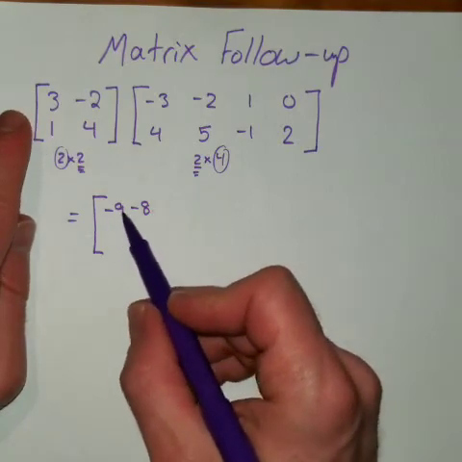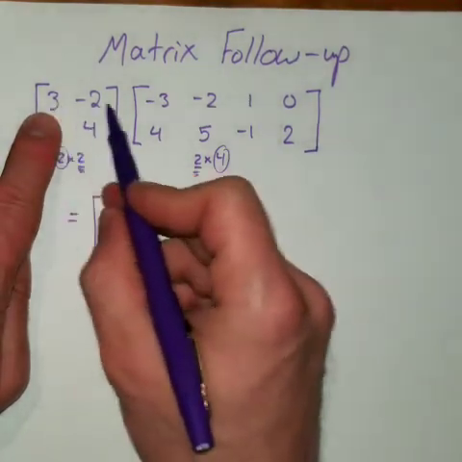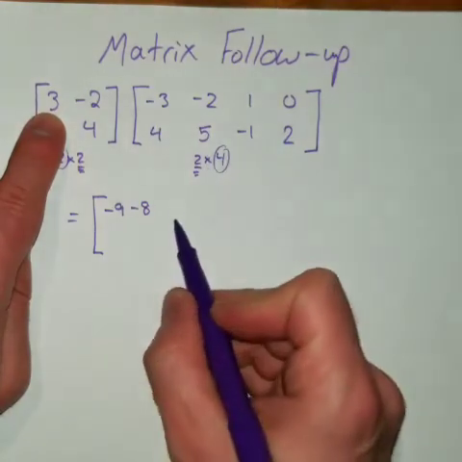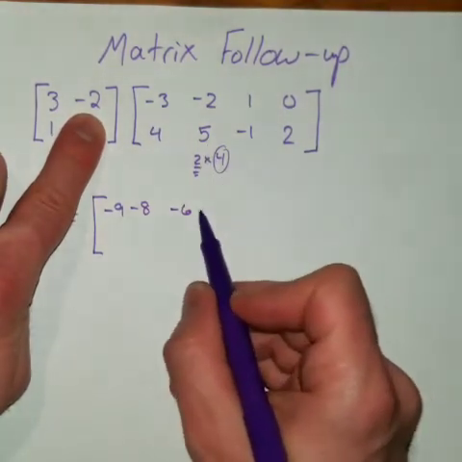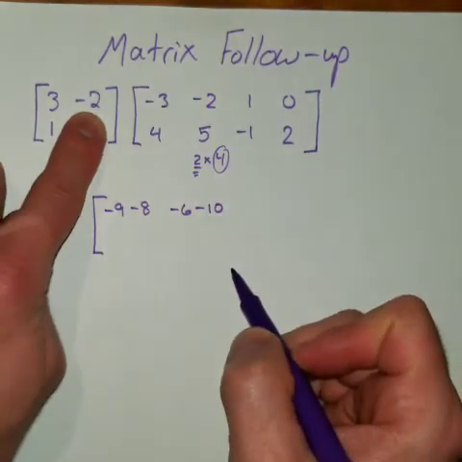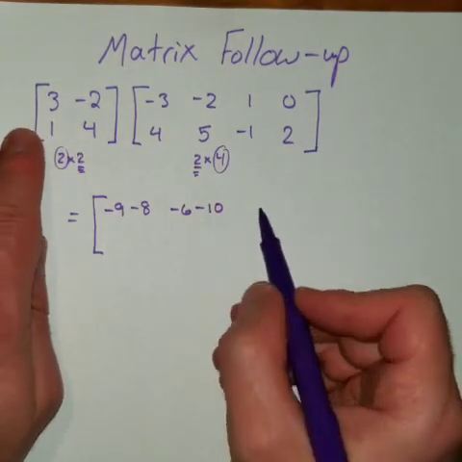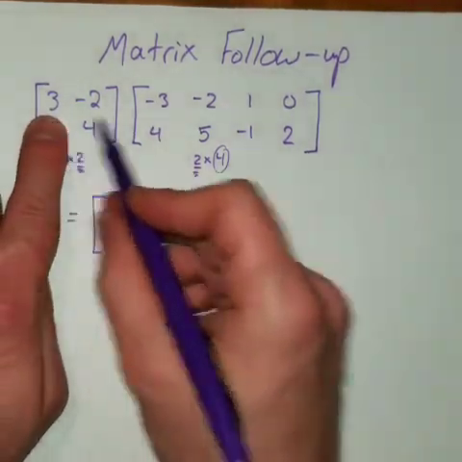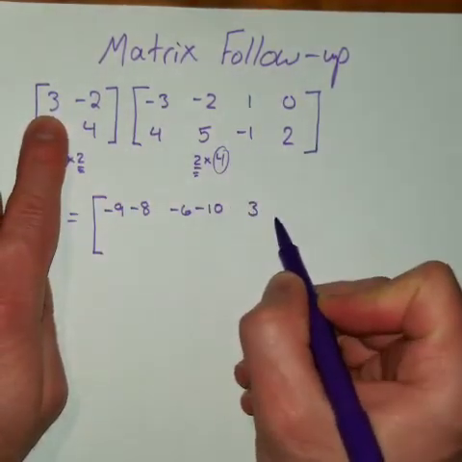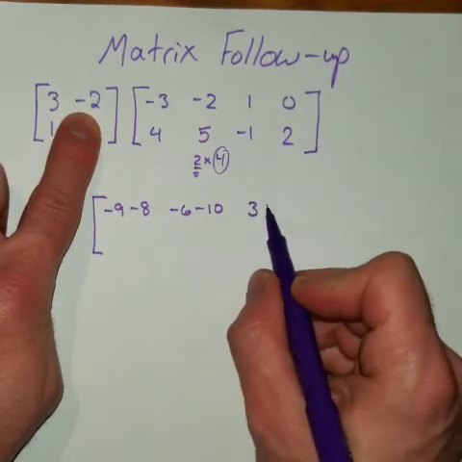Then we move over. So first row, second column comes from first row, second column. So 3 times negative 2 is negative 6. Negative 2 times 5 is negative 10. All right, now we go first row, third column. That's first row times third column. So 3 times 1 is 3. Negative 2 times negative 1 is positive 2.